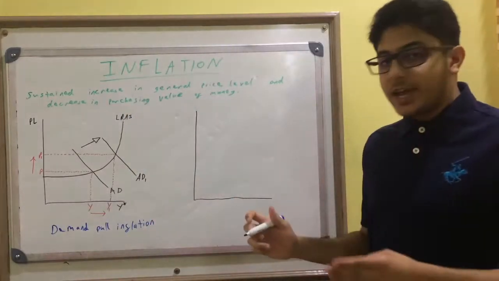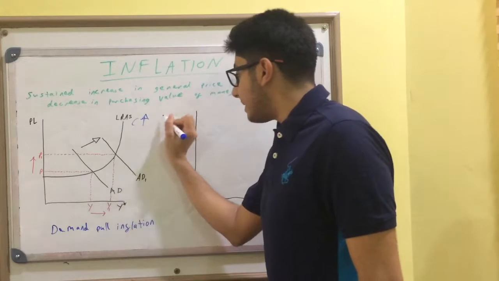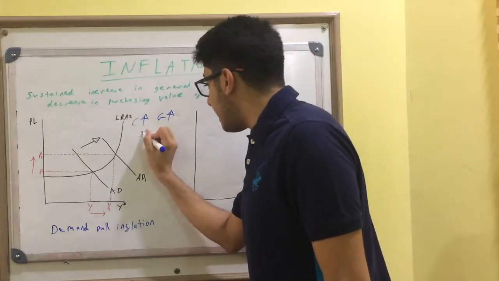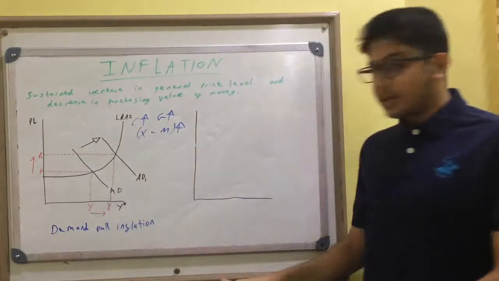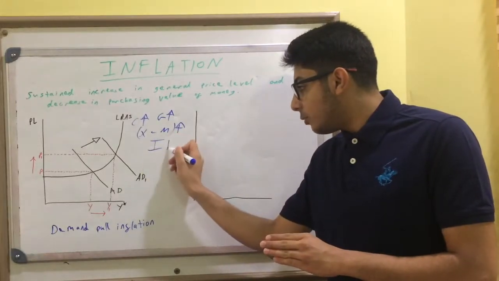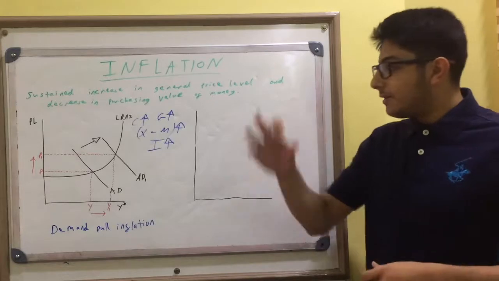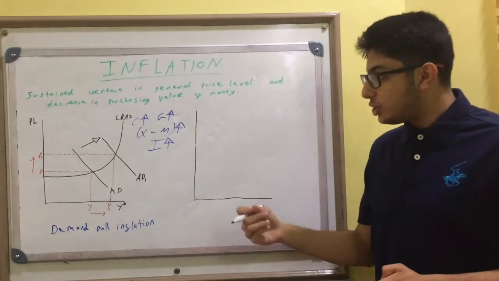So any increase in consumer spending, in government expenditure, in net exports, and also investment, which are all components of aggregate demand, will shift aggregate demand to the right, causing demand pull inflation.